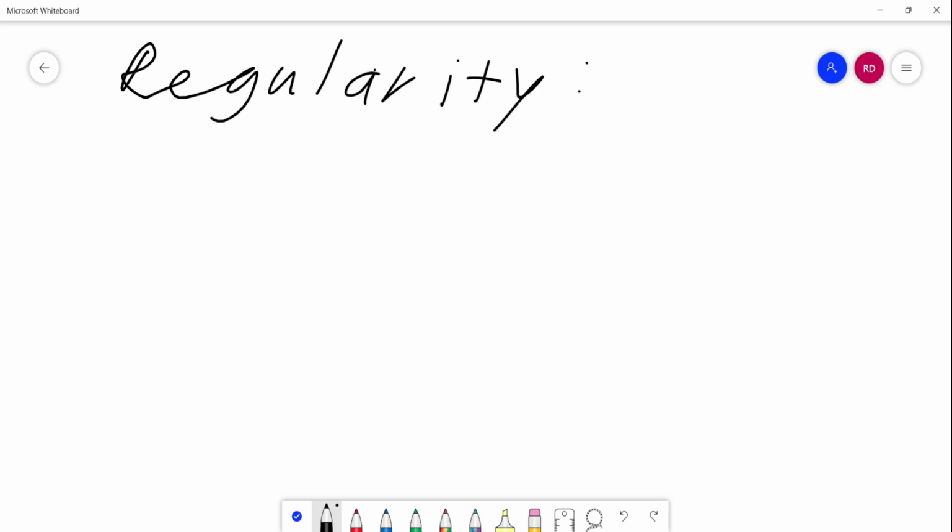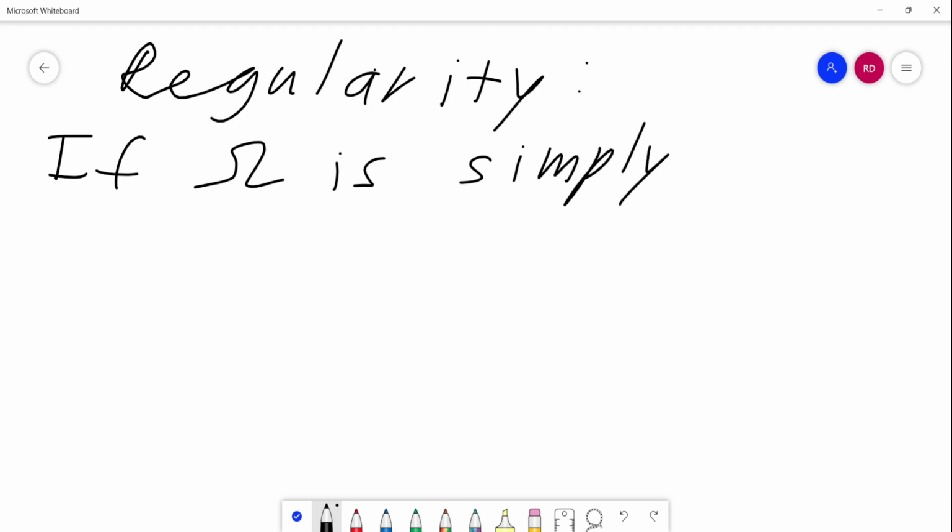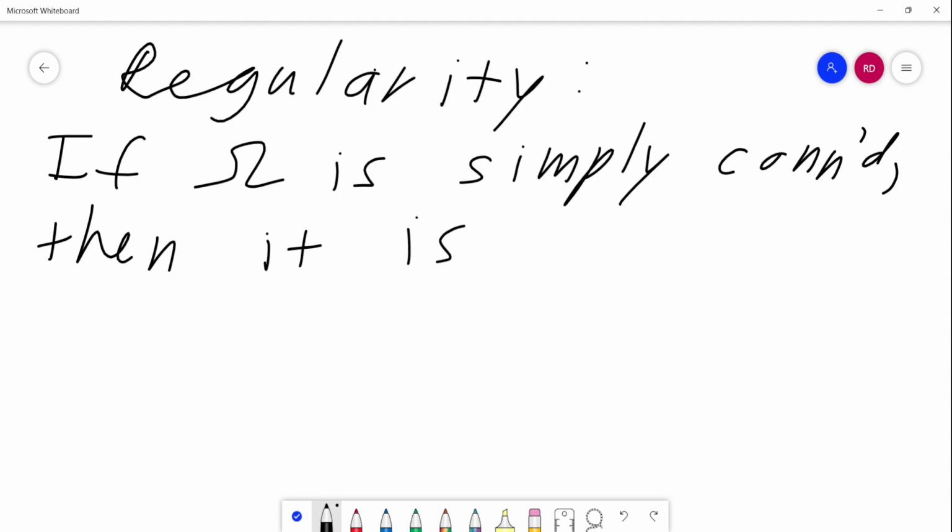So, all along we've said we've got this set, and the Green's function is 0 quasi every point on the boundary. But what about those exceptional points? Well, here's a theorem we can have. If omega is simply connected, then it is regular.